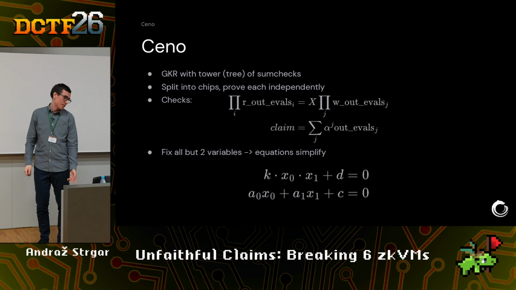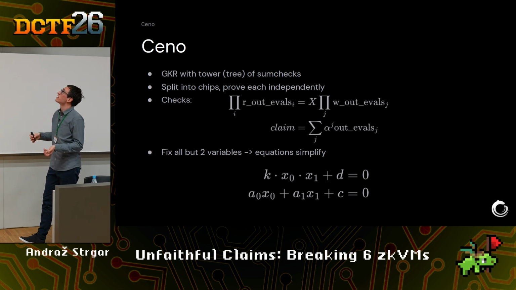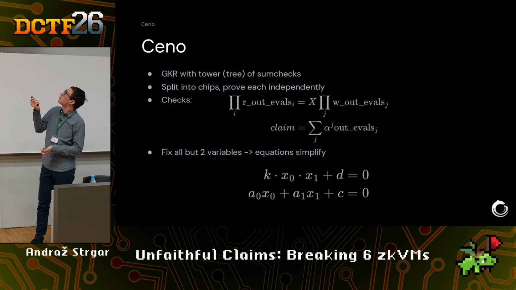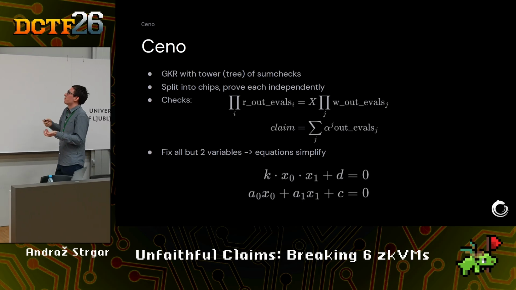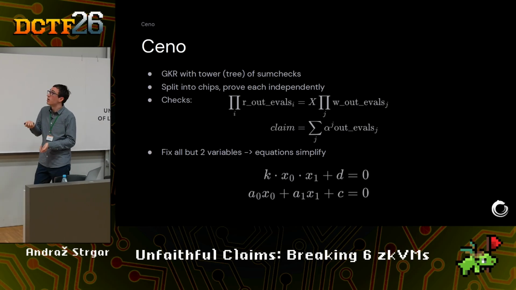Then in Zisk, it's again just a small difference. We will have a system of equations. Only here we will have some products, which, now that we have a product of many variables, might get more annoying.